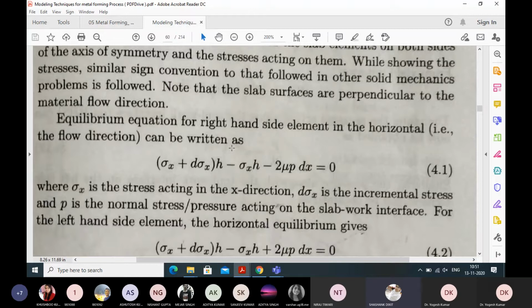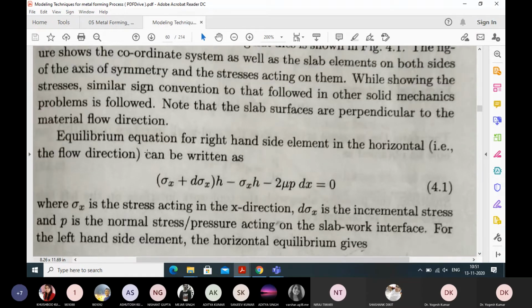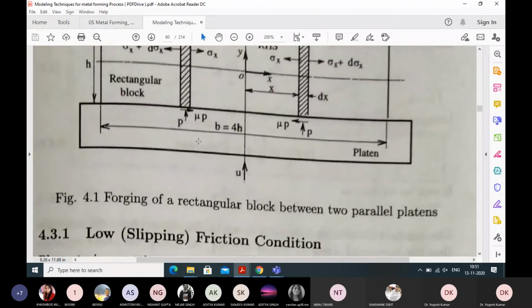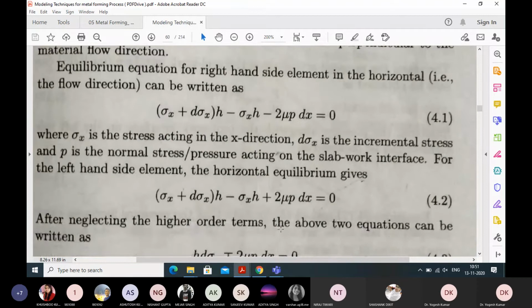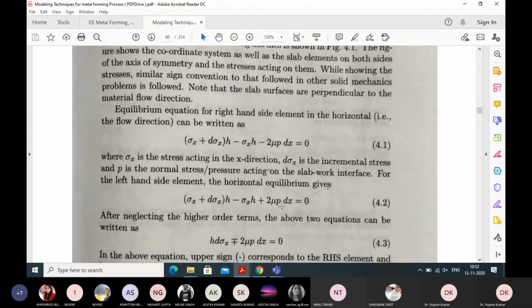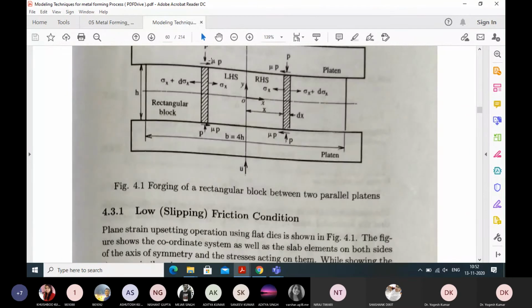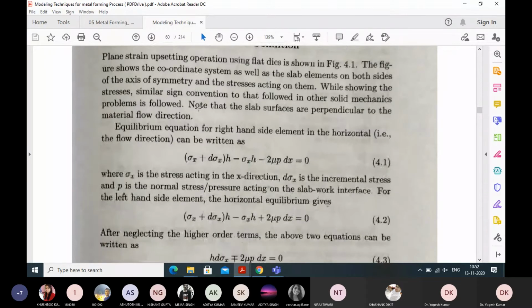So in the slab method, you have to do this force balance. You have to be very careful while doing this force balance. Simply, in the left hand side, the only difference is that this sign will change. This frictional force will be in the positive x direction. d sigma x, this negative.